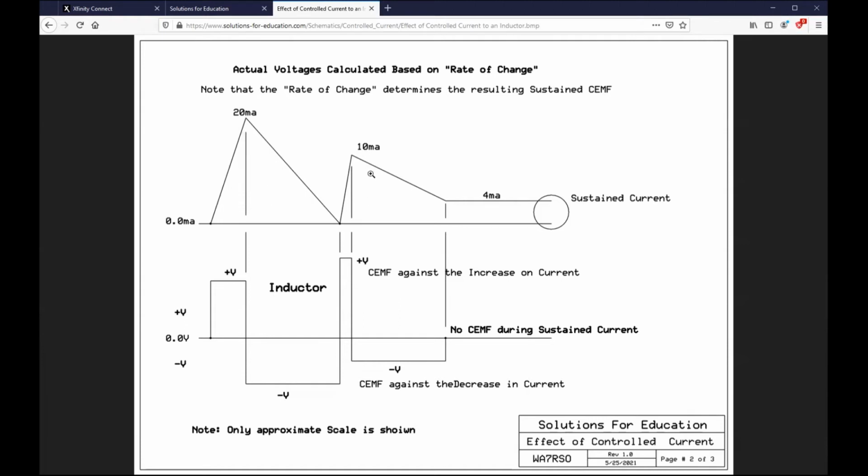So now here we go. Up here at 10, this time the slope is even longer, or a lesser slope than what it was here. And guess what? The voltage in the time frame from here to here, as long as this is linear, will produce a counter EMF less than it did over here. Now, if I hold at 4 milliamps, hold it steady all the way out, no counter EMF.